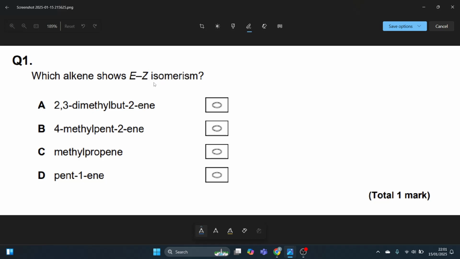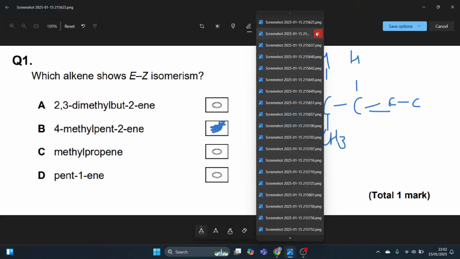Question 1, which alkene shows EZ isomerism? So we look at 4-methyl-pentene: methane, ethane, propane, butane, pentane, pentene, methyl group and a fourth carbon. And you can see that this will show EZ isomerism.